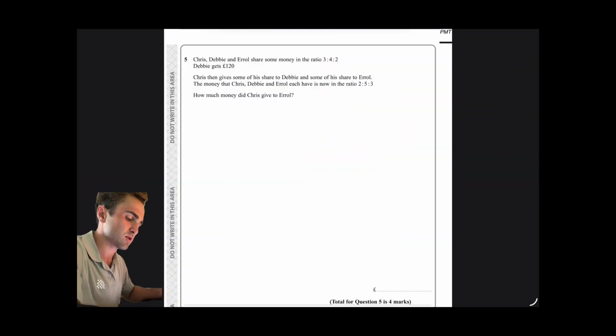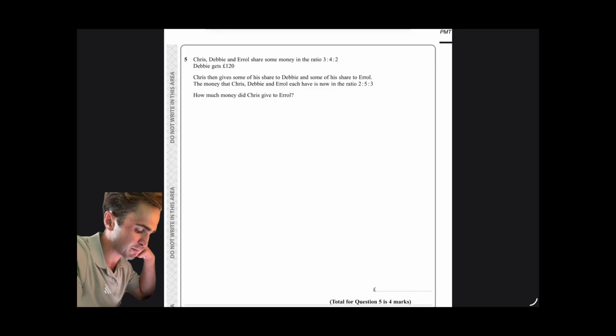Question 4 done. Chris, Debbie and Errol share some money in the ratio 3 to 4 to 2. Debbie gets £120. Chris then gives some of his share to Debbie and some of his share to Errol. The money that Chris, Debbie and Errol each have is now in the ratio 2 to 5 to 3. How much money did Chris give to Errol?